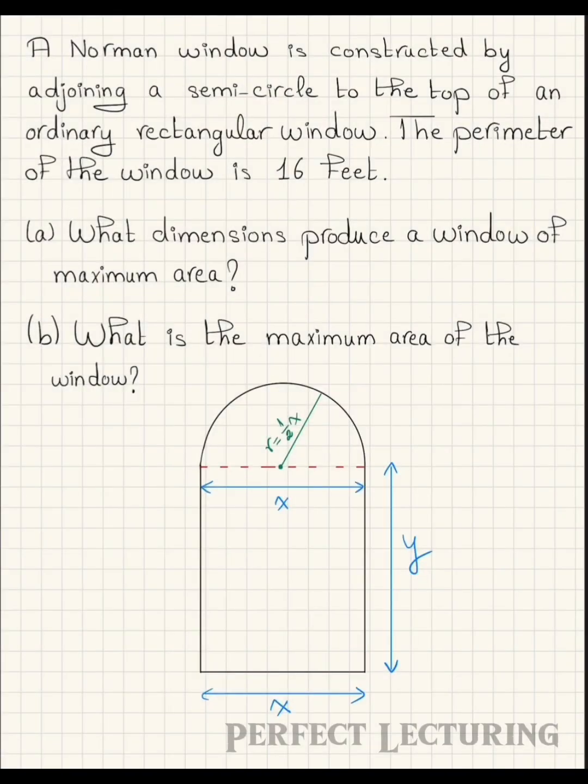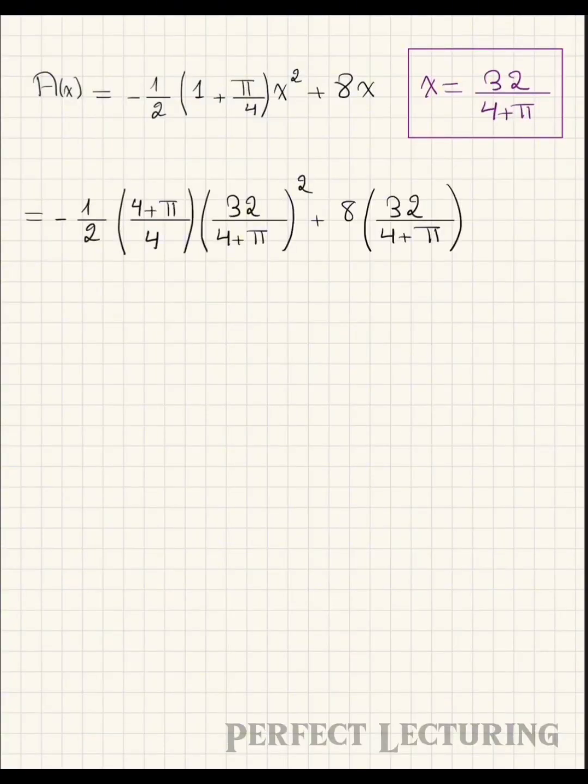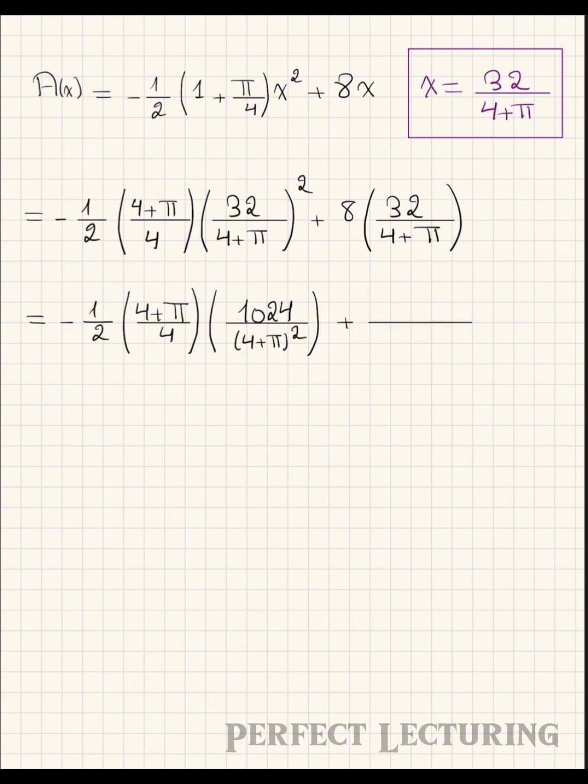We now move on to part B, and we have to find the maximum area of the window. So all we have to do here is to plug in the value of x we found into the expression of the area, and we get the answer. So we get this expression, so it's negative half into 4 plus pi over 4 into 32 squared, that is 1024 over 4 plus pi all squared, plus 8 times 32, that is 256 over 4 plus pi.